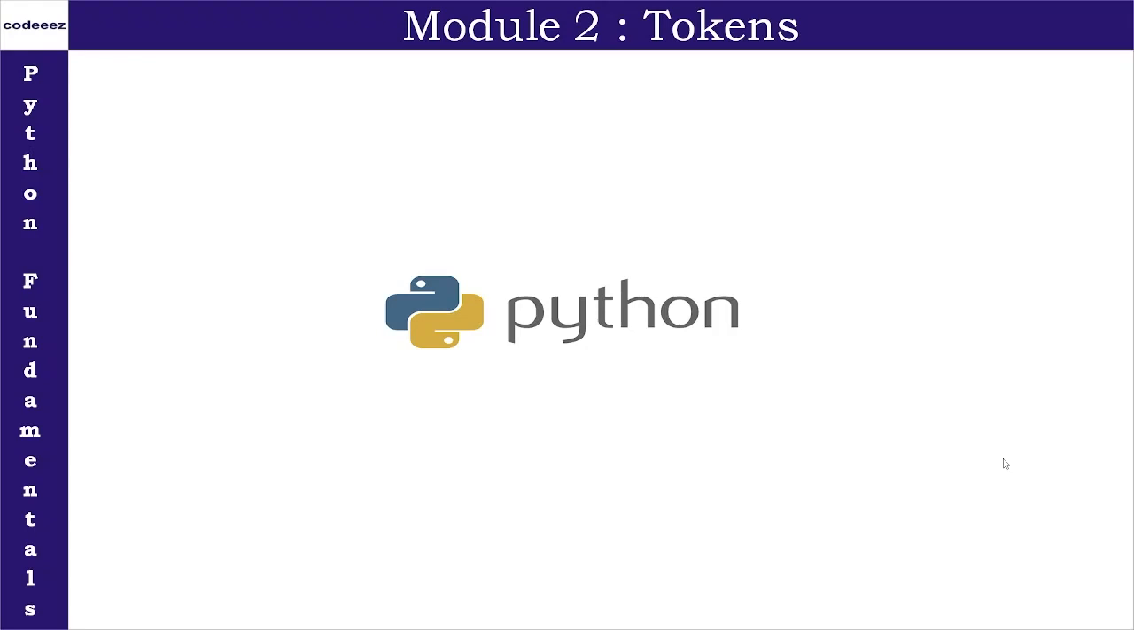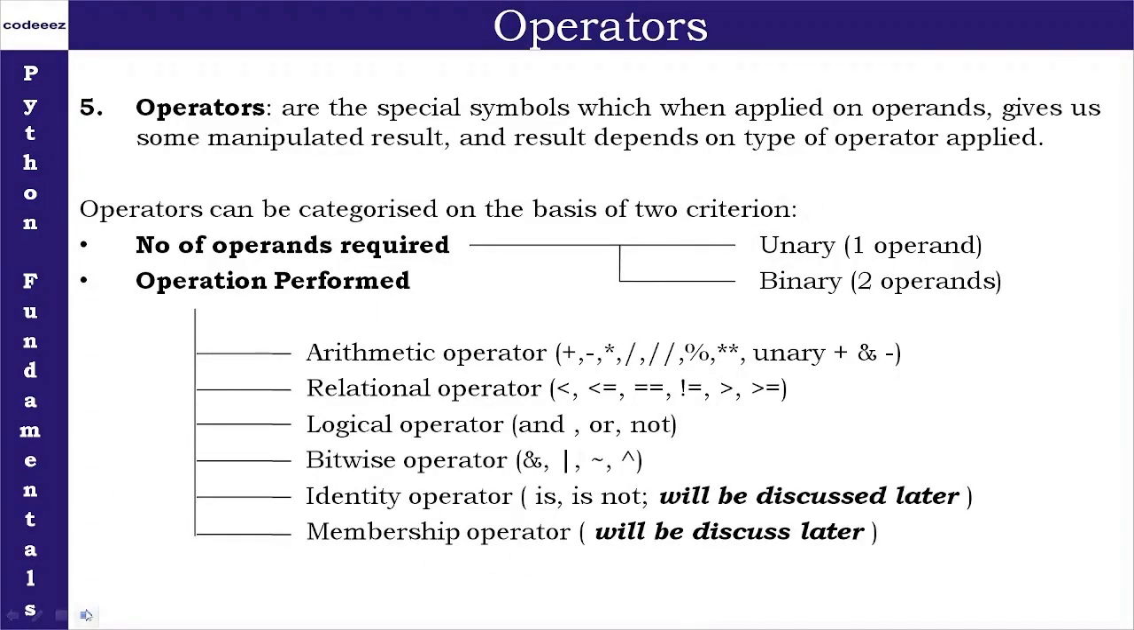Welcome back. In the previous video, we completed the first four tokens, that is variables, constants, identifiers and keywords. Next one is operators. Now basically what are the operators? When we talk about mathematics, we use different types of operators there also. When we talk about physics, we use different types of operators there also. In general life also, we have operators for some vehicles, some tools. But right now here we are going to discuss the operators in Python.